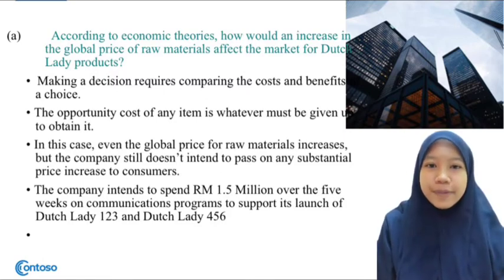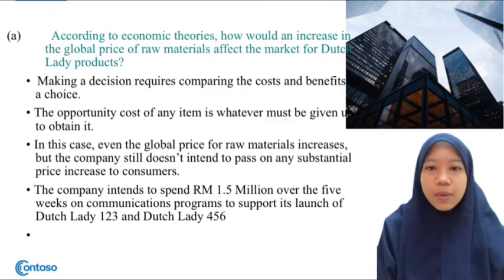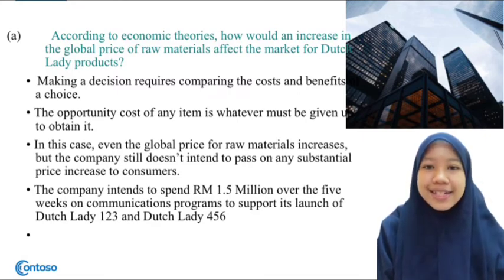The meaning of Principle 2 is that making a decision requires comparing the costs and benefits of a choice. The opportunity cost of any item is whatever must be given up to obtain it. For example, in this case, even if the global price for raw materials increases, the company still doesn't intend to pass on any substantial price increase to consumers.